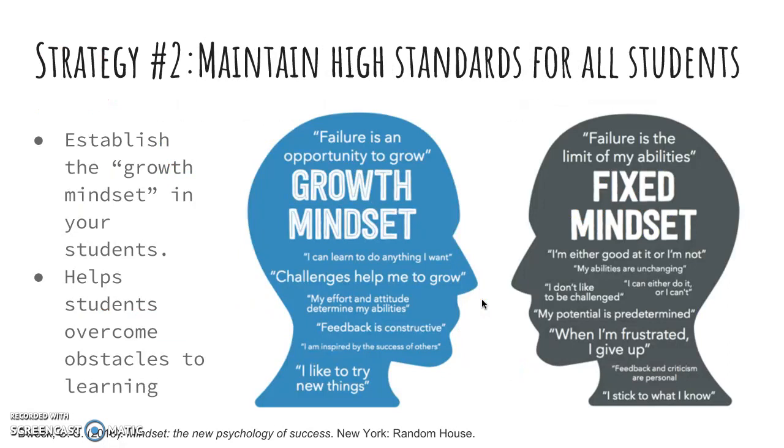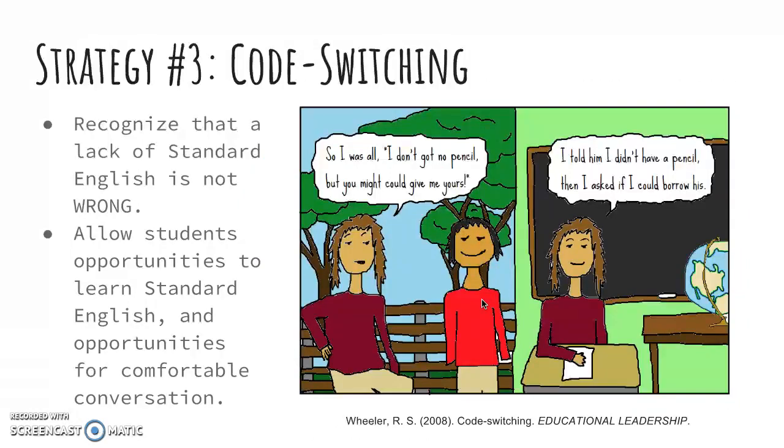The second strategy is the growth mindset. We know that it's important in a culturally responsive classroom to maintain high standards for all students, and the growth mindset is a great opportunity to do that. The growth mindset helps students understand that it's okay to be challenged, as many culturally diverse students are when trying to learn in a mainstream school. It helps them understand that challenges are able to help them grow, and that feedback is constructive. It helps to support them socially and emotionally so that they are able to be successful in a mainstream classroom. These mainstream classrooms can be more culturally responsive by establishing these mindsets in their students.